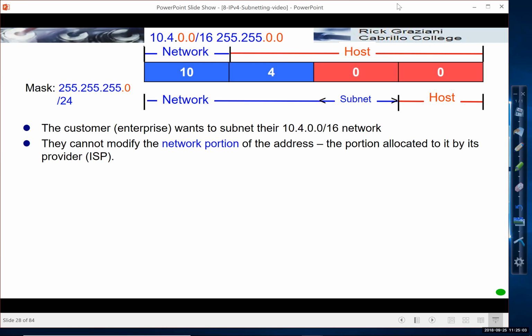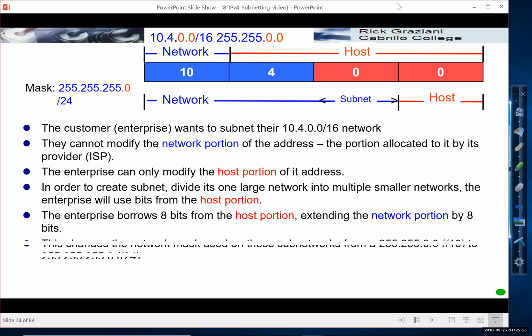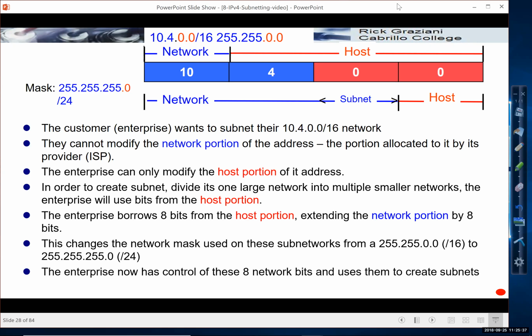So this enterprise is going to borrow 8 bits from its host portion, extending its subnet mask from a /16 to a /24. So this will allow the enterprise to create smaller networks. Again, it's borrowing from the host portion. It's going to borrow 8 bits. This changes the subnet mask from 255.255.0.0 to 255.255.255.0, from a /16 to a /24.